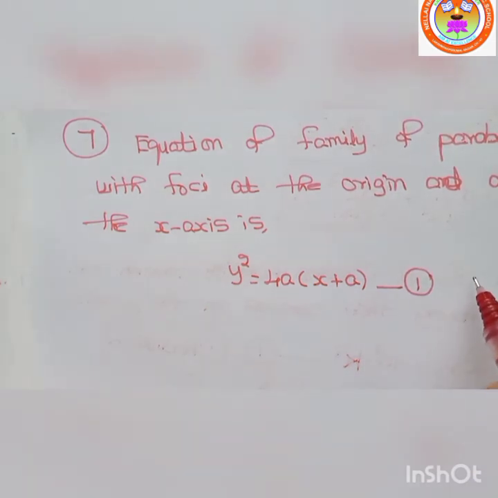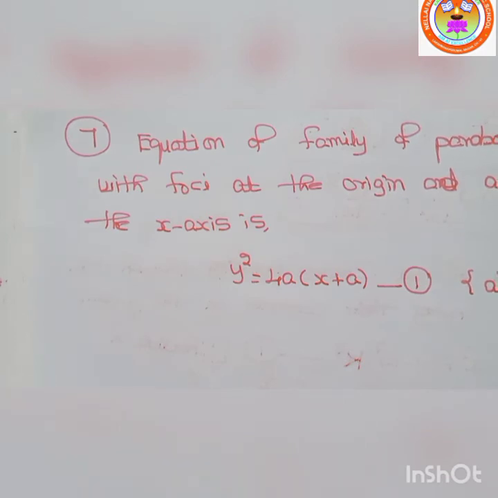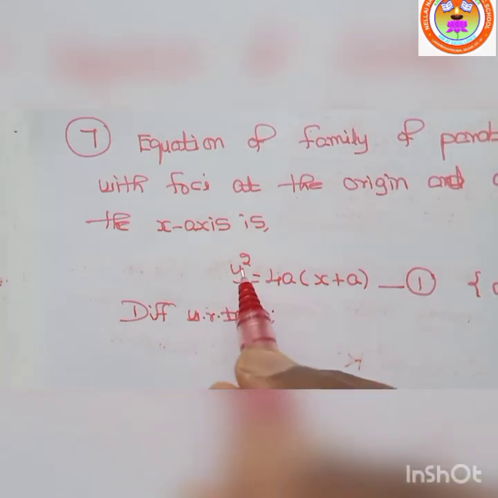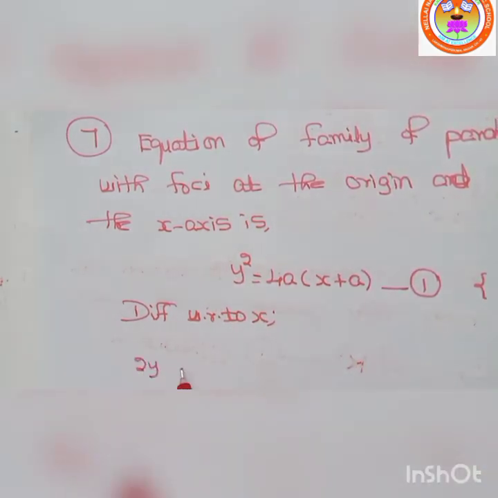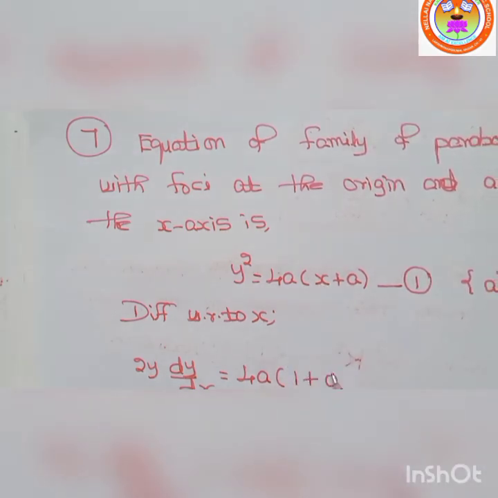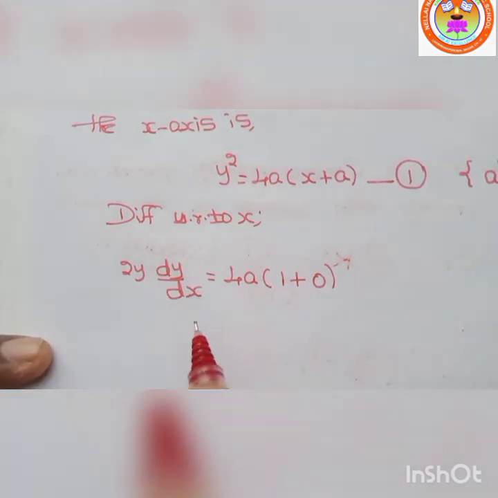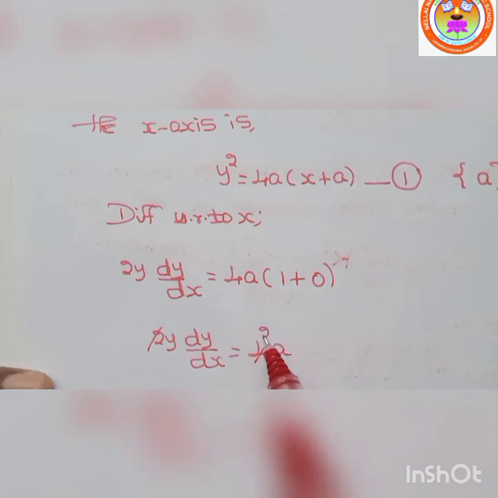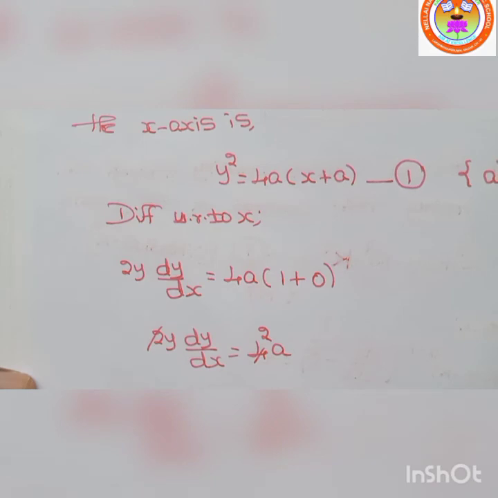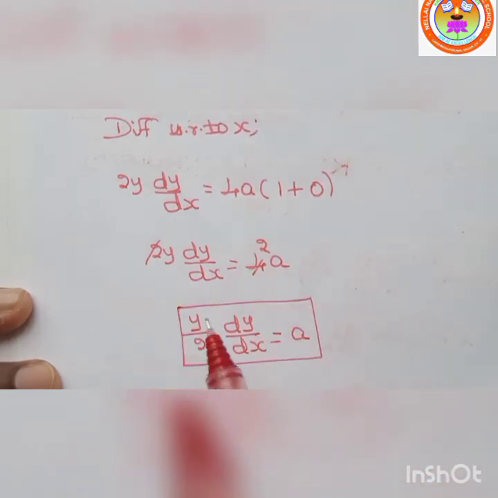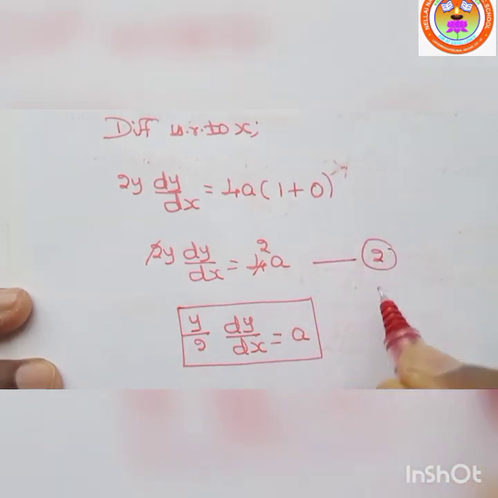Now a is the arbitrary constant, only one constant, so differentiating one time with respect to x. The differentiation of y square is 2y into dy by dx, 4a, differentiation of x is 1, constant is 0. So 2y into dy by dx equal to 4a. Dividing by 2 gives y by 2 into dy by dx equal to a. This is equation number 2, and this is equation number 3.